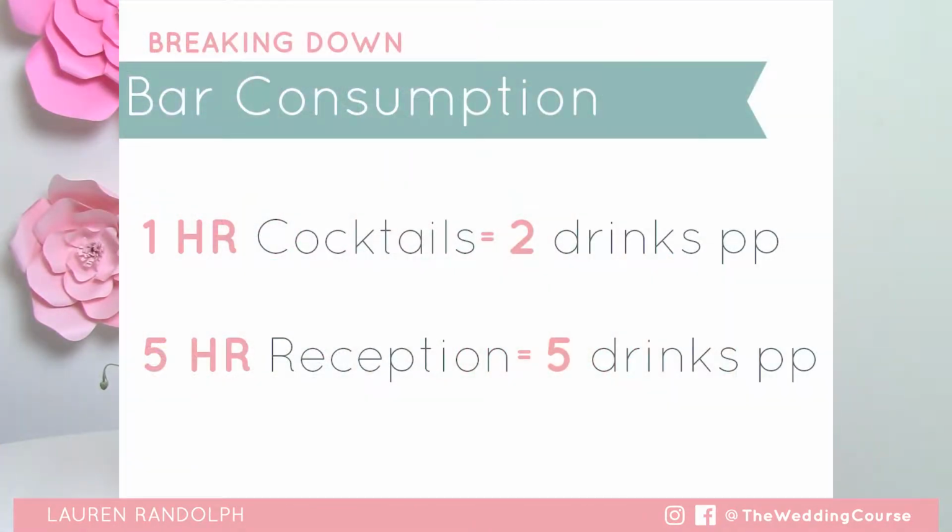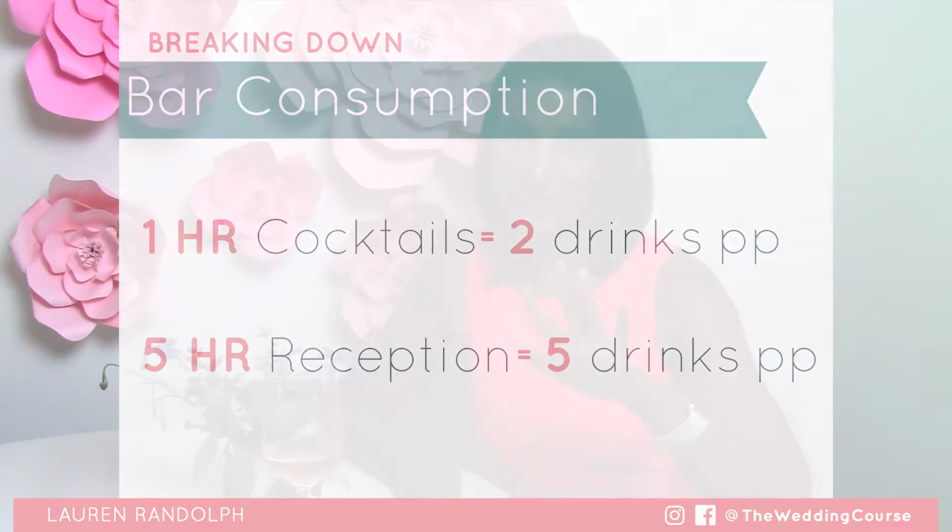So basically, with your cocktail reception, that's about an hour in duration, you'll want to estimate 2 drinks per person. Yep, 2. For your reception, you'll want to estimate 1 drink per hour for every hour your reception lasts. So for a 5-hour reception, 5 drinks per person. So in total, that comes out to 7 drinks per person for your wedding. I know, I said it sounds like a lot, but trust me, it is really on point.